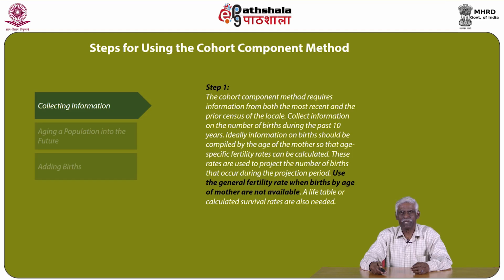There are specific steps that are involved while calculating the cohort component method. Step 1, collecting information. The cohort component method requires information from both the most recent and prior census of the locality. We need to collect information on the number of births during the past 10 years. Ideally, information on births should be compiled by the age of the mother so that age-specific fertility rates can be calculated.